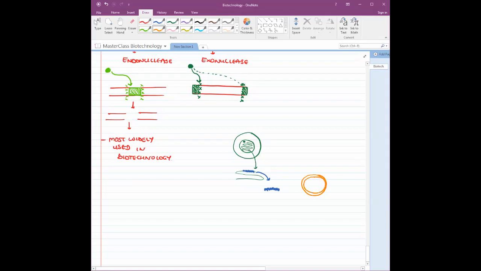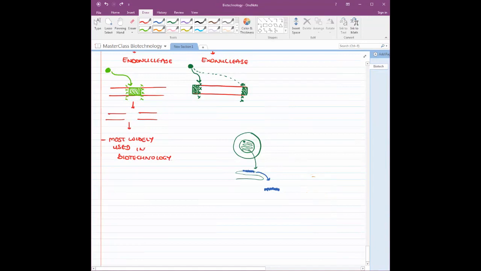Now guys, if by any chance exonuclease would work only on one place like this, what would have happened? This entire plasmid would have become straightened like this. Will this be of any use to us? No. I want this to be in circular format only. Okay, not in the literal sense, but just to make you understand.